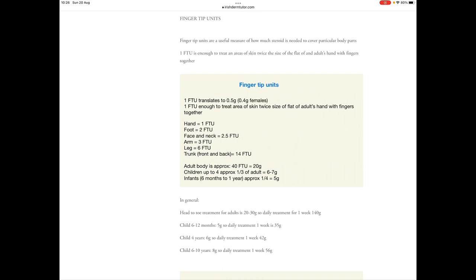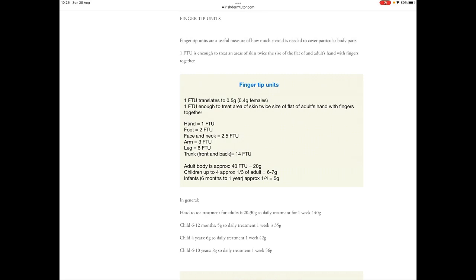But I suppose the really key thing is that an adult body is approximately 40 fingertip units, which is 20 grams. So 1 application should amount to 20 grams. And for children, this is less. Up to the age of 4, it's about 6 to 7 grams, and infants from 6 months to 1 year is about 5 grams.